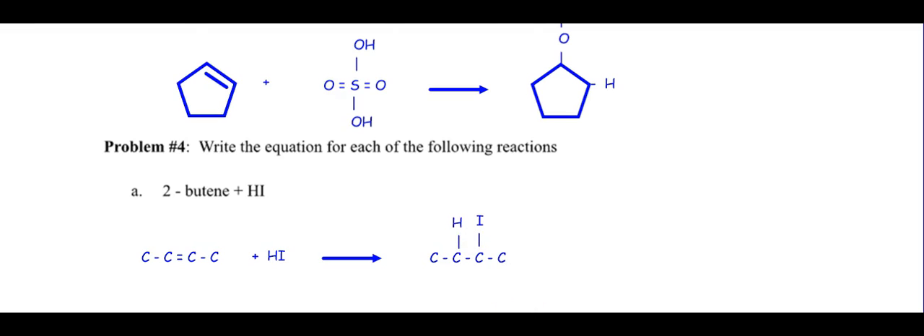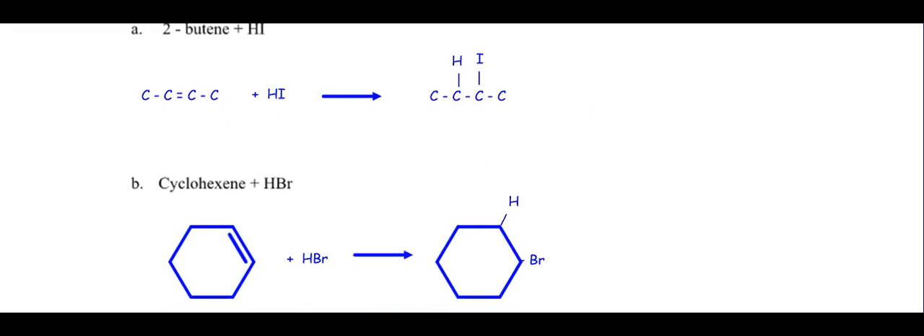Okay, and then finally the cyclohexene and hydrobromic acid. Here's my cyclohexene. Break the bond, the H goes on one, bromine goes on the other one, so it becomes bromocyclohexane. And there you go. So addition really isn't that difficult. You break the bond and put the stuff on it, and there you go.